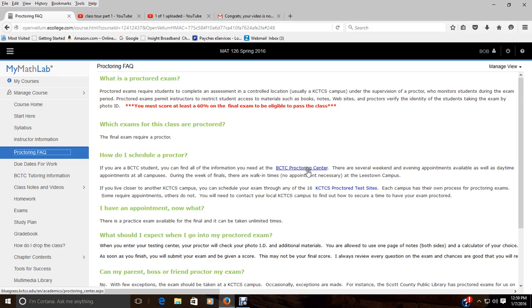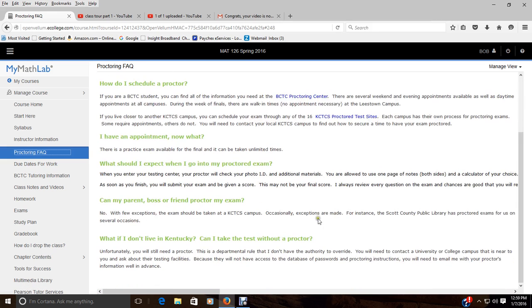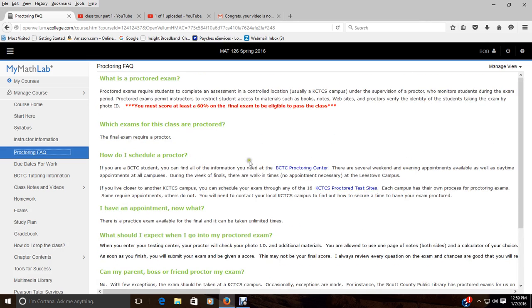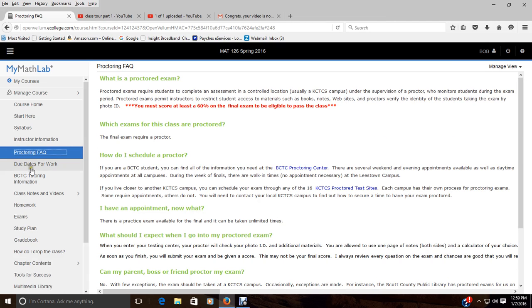Now, at Leestown, we often have walk-in for the final exam. So you don't need an appointment, but you just need to know the times that the center is open so you can plan accordingly. If you have questions about the final, please just read. Just about any question you have is covered in this FAQ section. And here's what you must score to pass it. So please read through that.